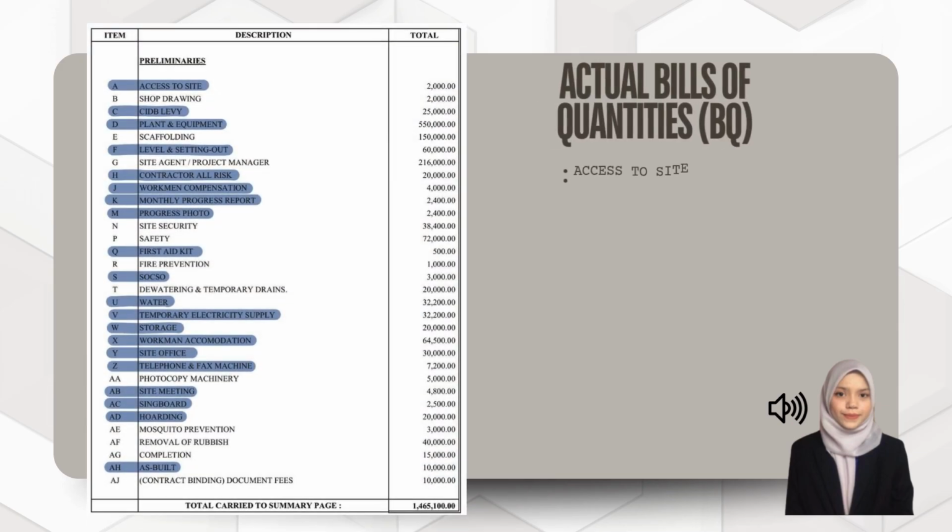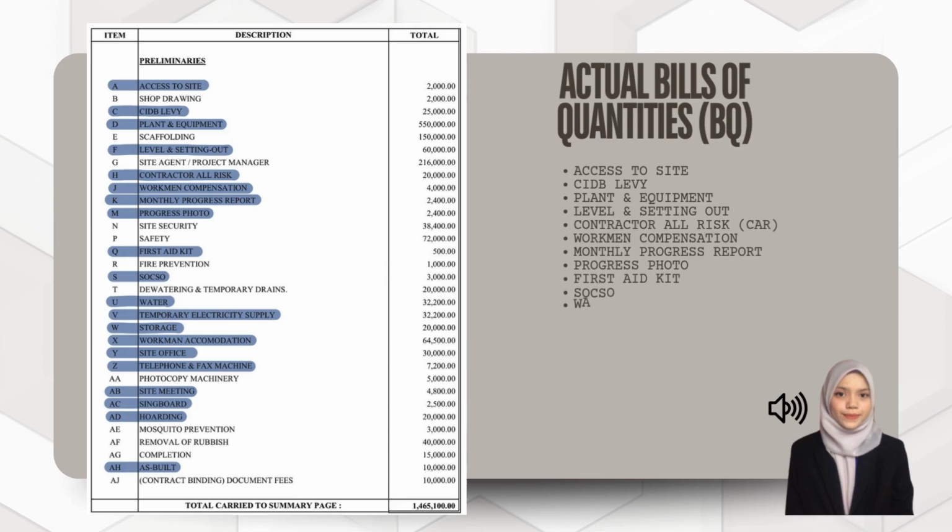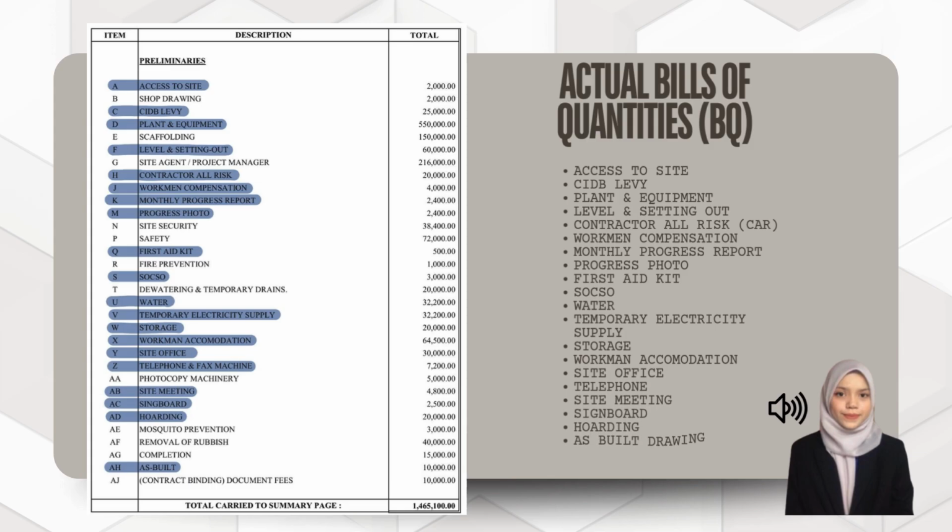Next, this slide shows the actual bill of quantity from this project. There are 32 preliminaries items in this 80 million project, but in this assignment, we only choose 20 items of preliminaries to come up with the current amount or cost for each item, which means each of us had to take 5 items to present.